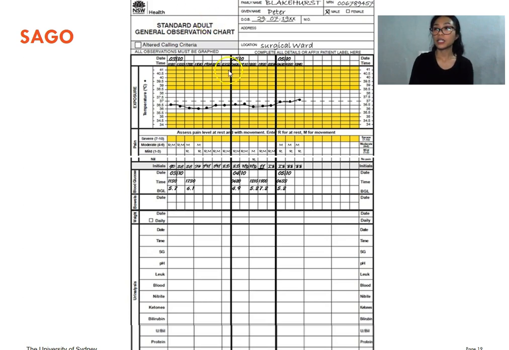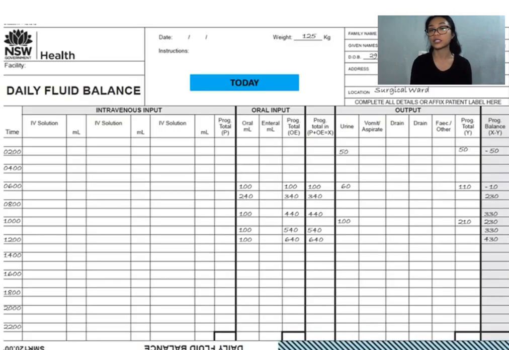His temperature here indicates a temperature of 37.2, and because he's got that history of diabetes, they last took his glucose level at 6:30 in the morning, and it was 5.2, so quite some time ago since they last took his glucose level.